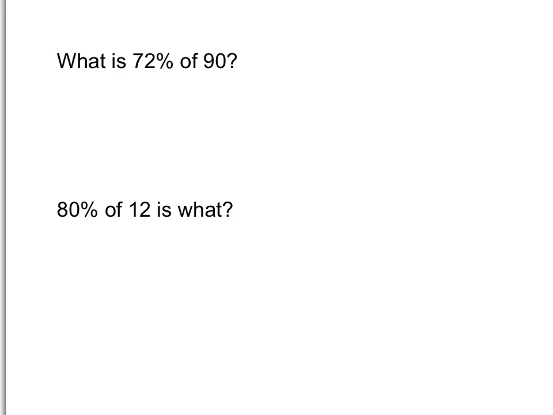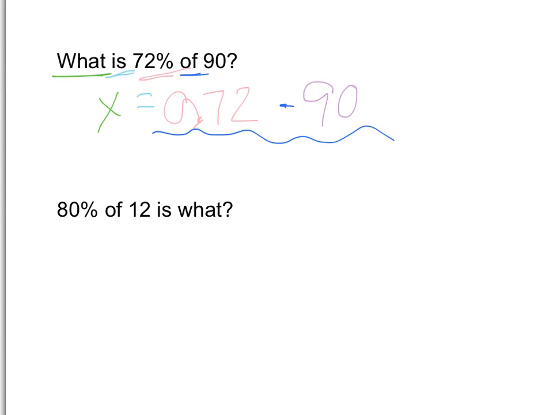Alright, now I want you to try these two by yourself, so I'm going to have Mrs. Meyer pause it while you try these. Okay, so write each of these out separately. We have the word what, that can just be an X. We have the word is, we know that's equal. 72% would be the same thing as 0.72. Then we have of, which is multiply. And then we have 90, just write 90. We calculate this side, so we get 0.72 times 90. So your answer for this one would have been 64.8.